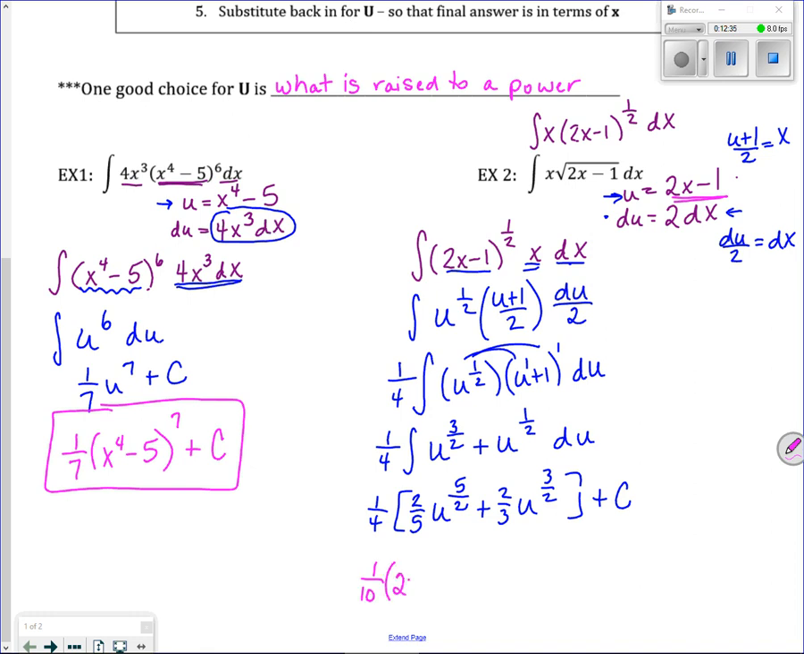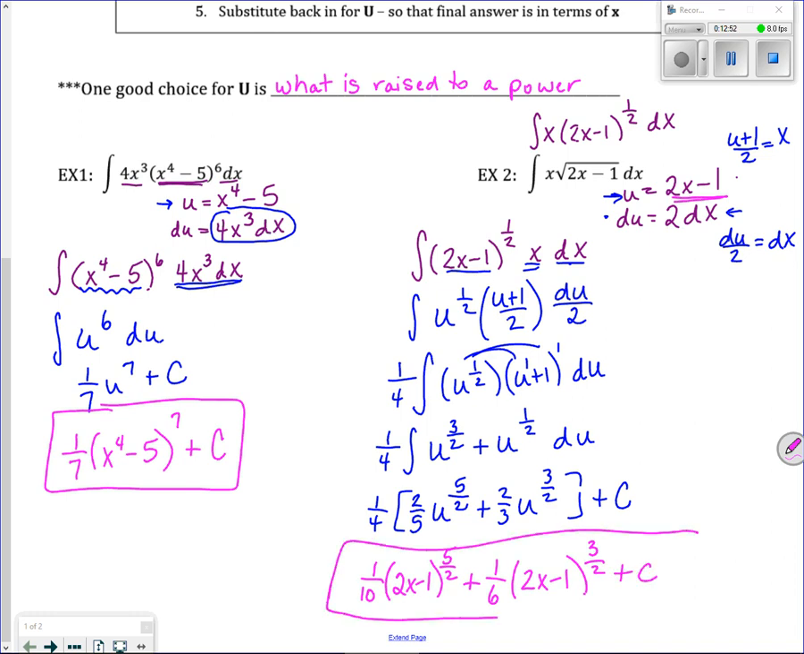U was 2x minus 1 to the 5/2. I'm also going to distribute the 1/4 here. That's 2 over 12, which is 1/6. And I would have 2x minus 1 to the 3/2 plus c. And this, my friends, is my final answer. A lot of work to it, but I can get there.